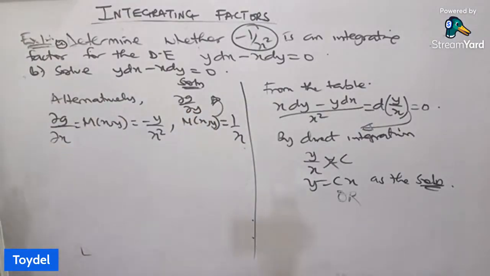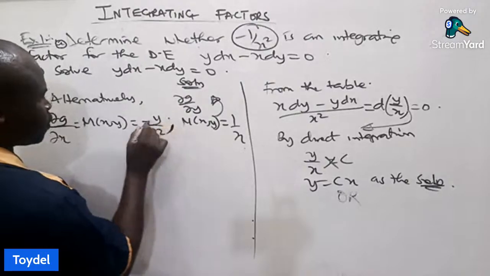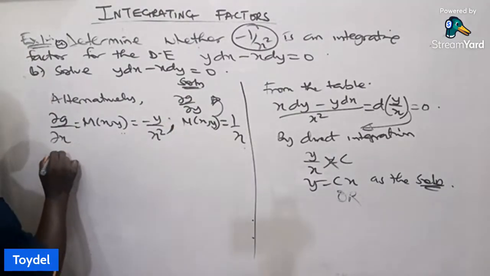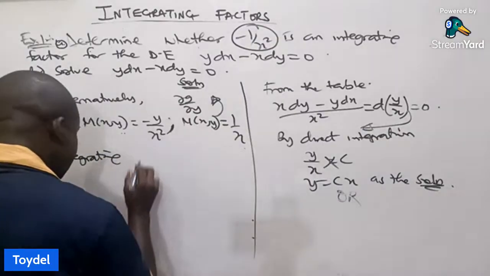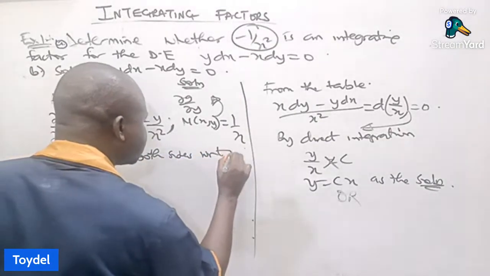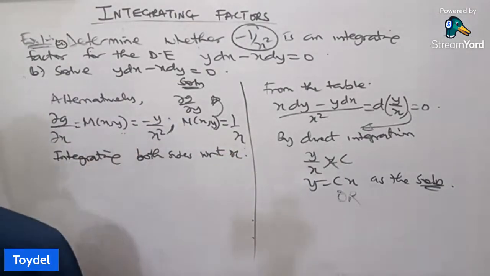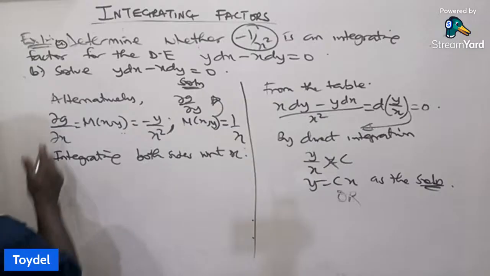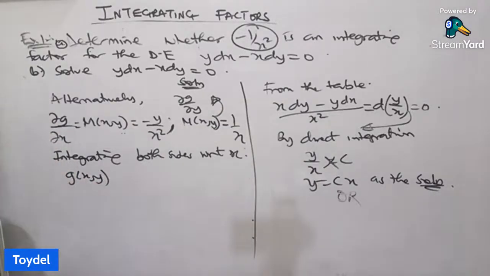So what do we normally do when we have an exact differential equation? We are going to integrate. This is the first one, the partial of g with respect to x. We say integrating both sides with respect to x, what are we going to get? Of course, we are going to have g of x comma y when we integrate the partial of g with respect to x.